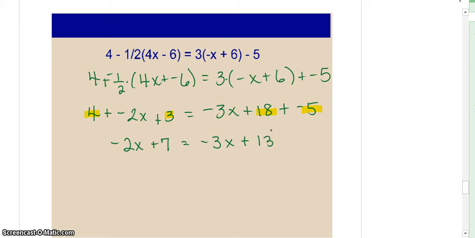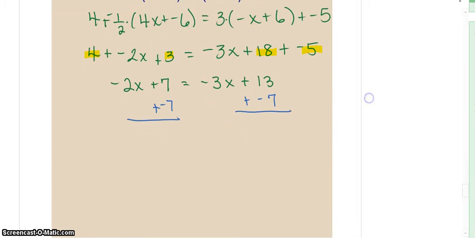At this point, we need to add a negative 7 to both sides in order to get rid of the positive 7 on the left side. So we're using our opposite property to get rid of the 7, which is being added to negative 2x. And we end up with negative 2x equals negative 3x plus 6.